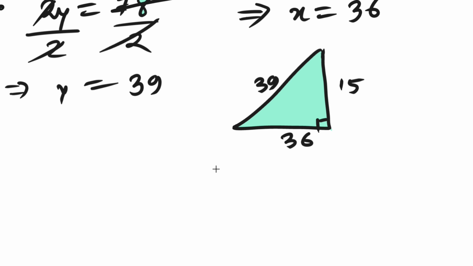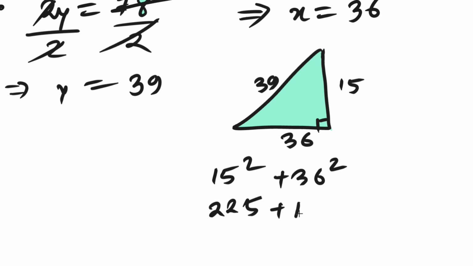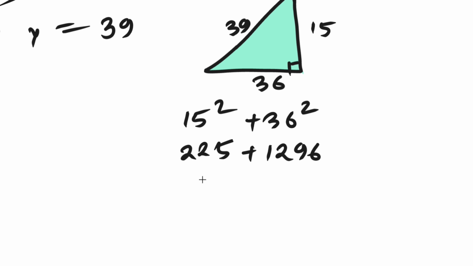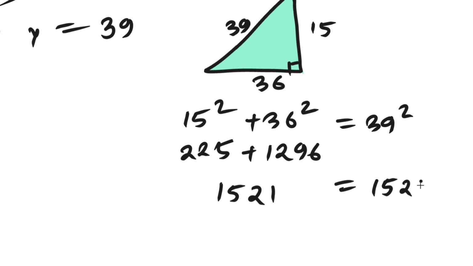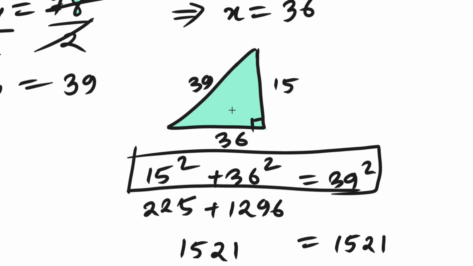15 squared is 225, and 36 squared is 1,296. Adding them gives 1,521. And 39 squared is also 1,521. So this triangle is valid.